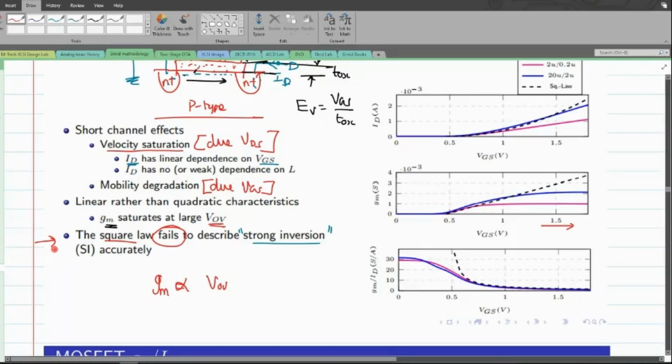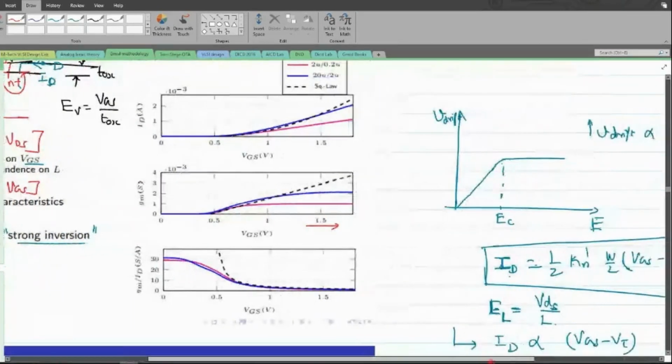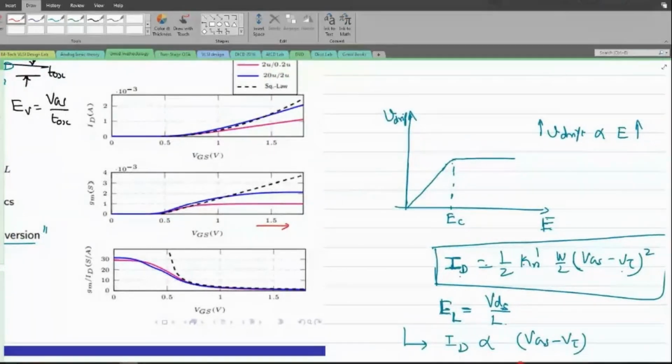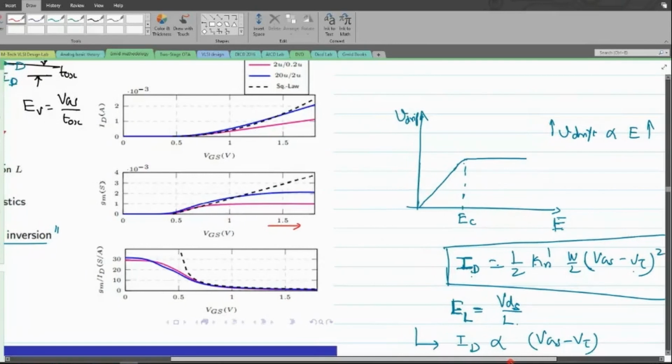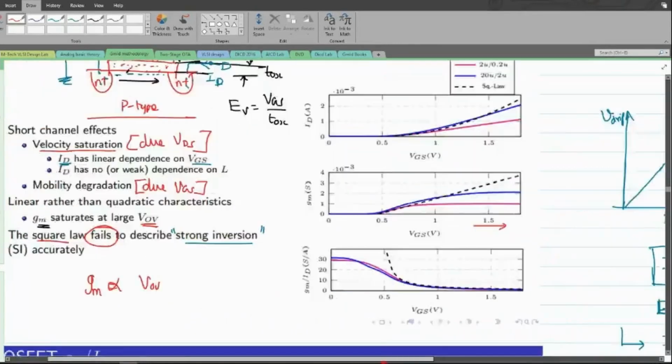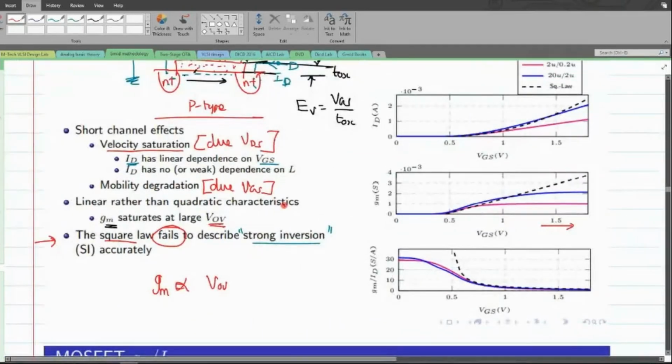Whatever square law current equation we study in our courses is not true; it is basically not applicable when you go for shorter channel devices. They are not applicable for nanometer technologies, due to which we end up having these many issues.